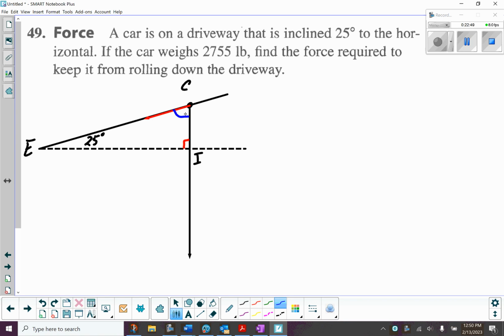ECI that I need in my calculations because that's the angle between the weight vector and this friction vector that keeps the car from rolling down the driveway and into the street and crashing into goodness only knows what. I need the complement of 25, which should be 65.